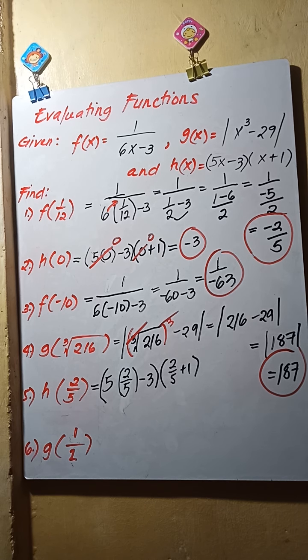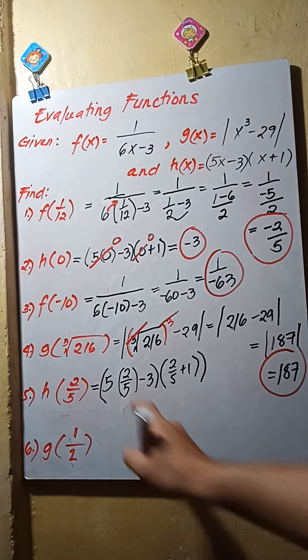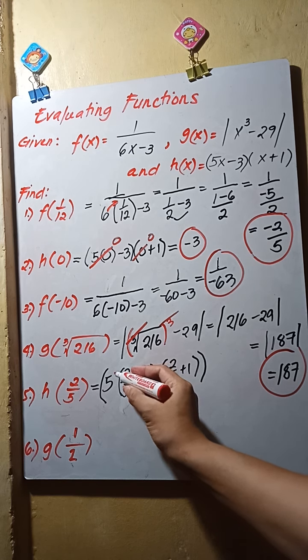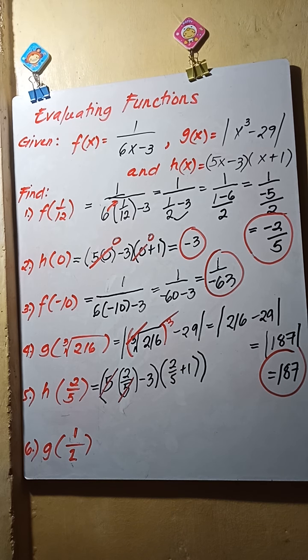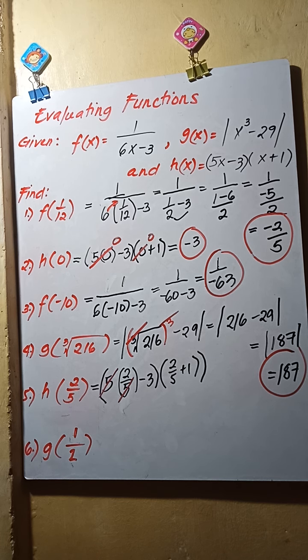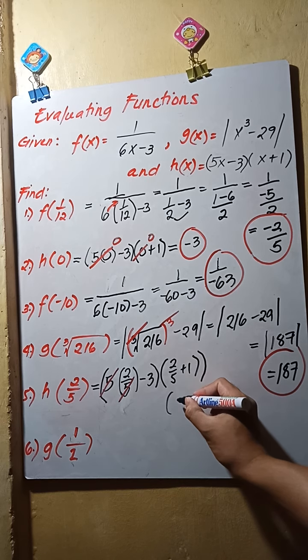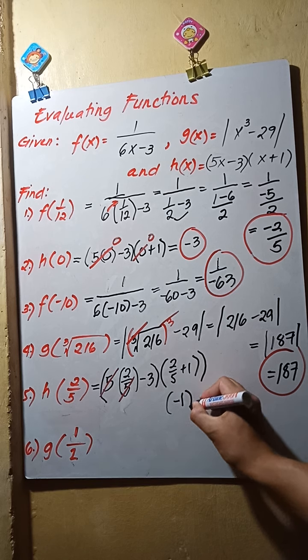So, take note that we need to distribute the 5. So what happens now is you simply cancel out 5 to become 2 minus negative 3, that is 2 minus 3, that is negative 1. That is negative 1 remaining.